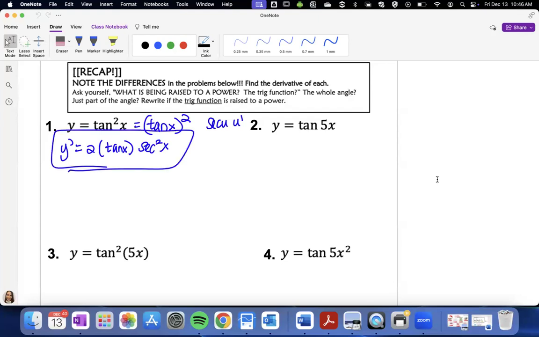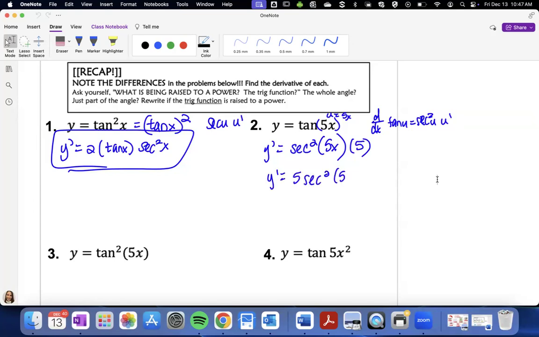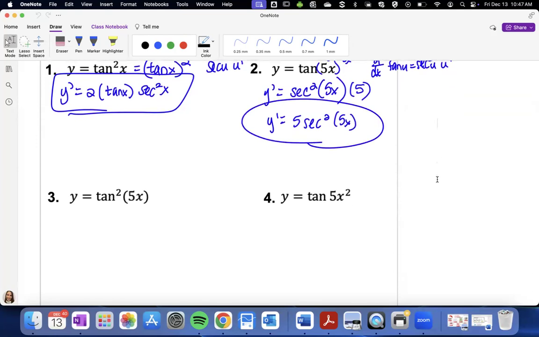Number 2, y prime here is the u is your 5x. So the derivative of tangent, if you look at your card, is secant squared u prime. So you're going to write the secant squared of the exact same quantity, 5x, right? Times what? Times 5. Got it, right? Good. If you want to rewrite it, it would be 5 secant squared 5x. Okay, whatever.